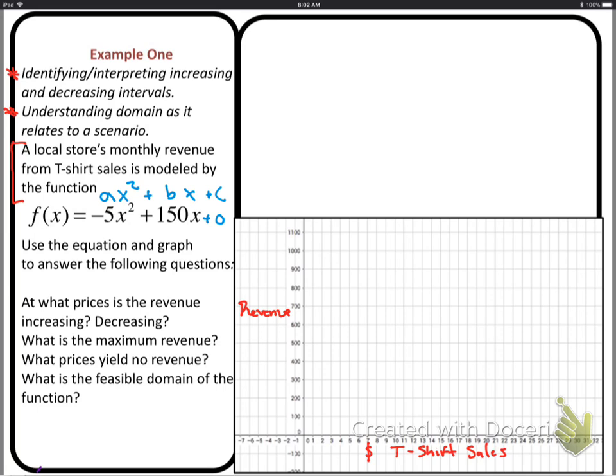Then we could do our 5-step method to graph this. First, we state whether it opens up or down, and we look at our a. We know it's going to open downward. Then we do our vertex, line of symmetry, y-intercept, and then our strategic point.